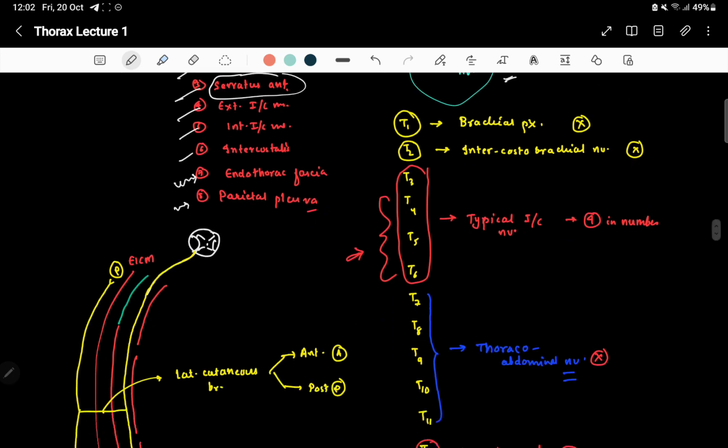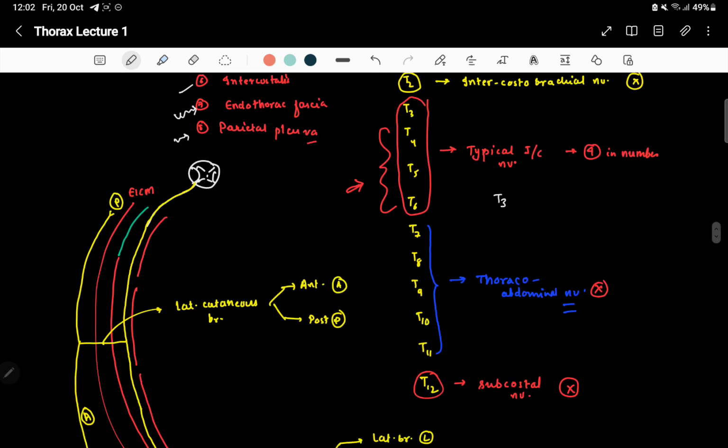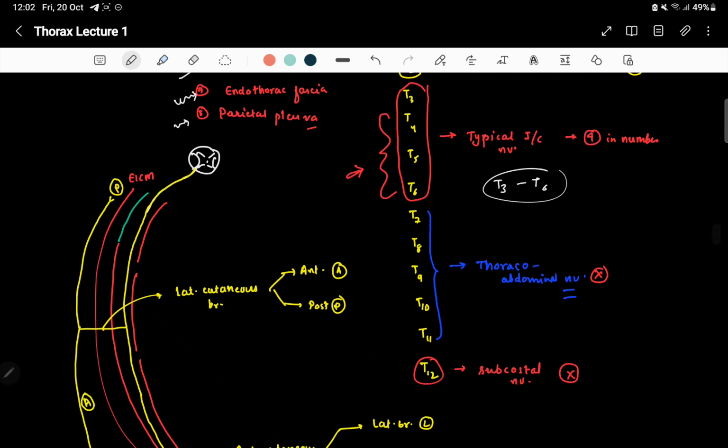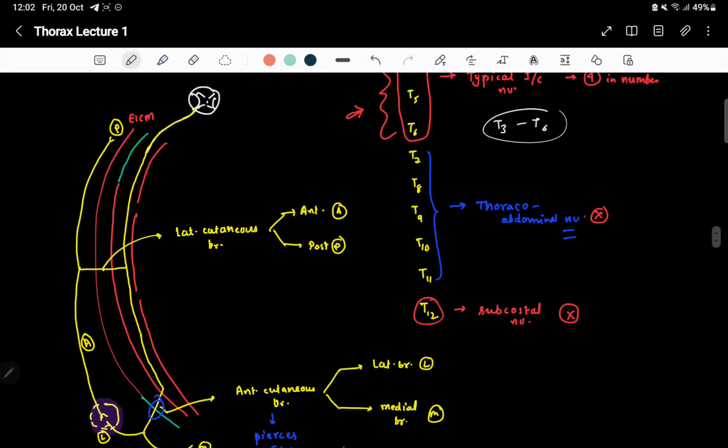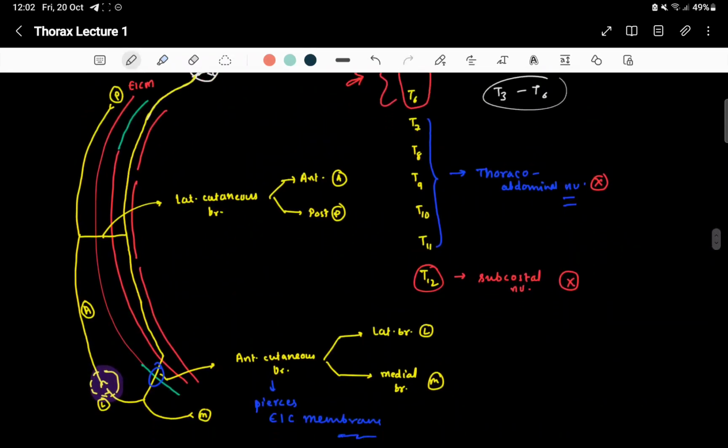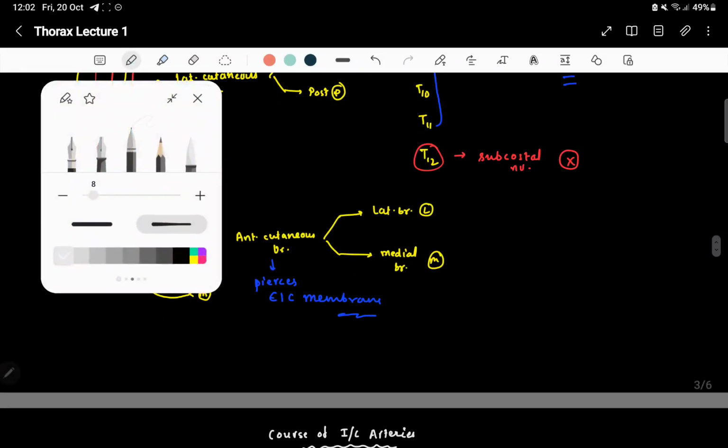What are typical intercostal nerves? The nerves from T3 to T6 are called typical intercostal nerves. So what is the course of the typical intercostal nerve? So if here are the muscles.